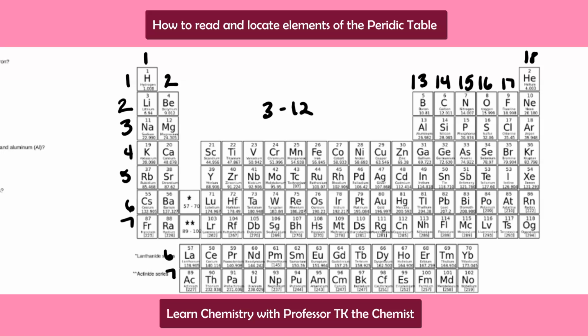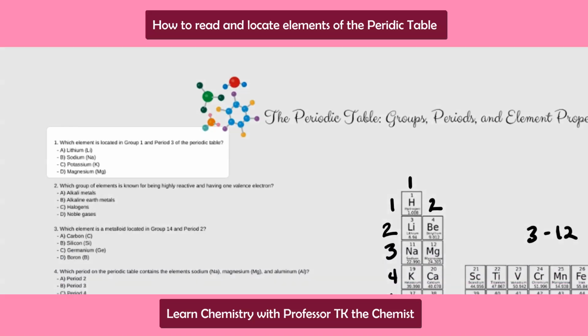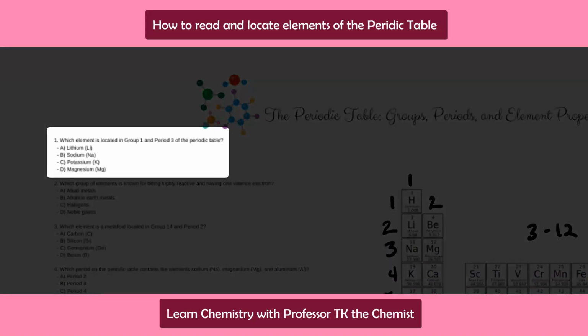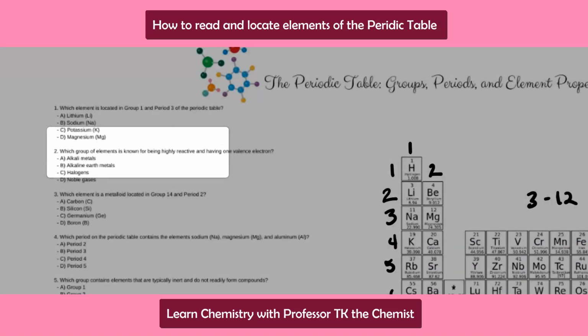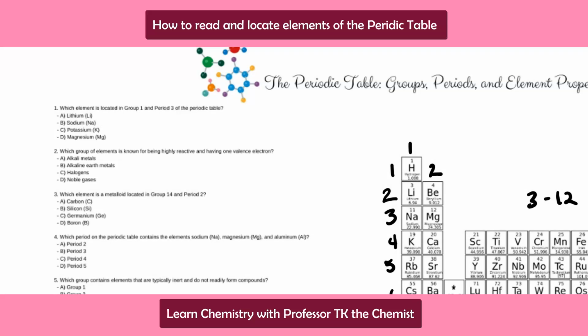Now, going back to the question, they ask which element is located in group 1 and period 3. So here we go. Group 1, period 3 gives us sodium. So for number 1, the answer is B, sodium.